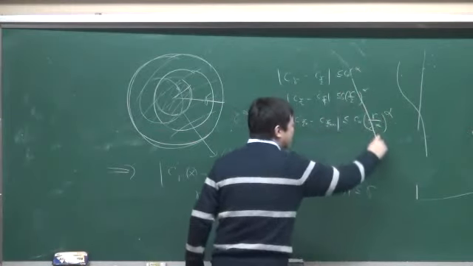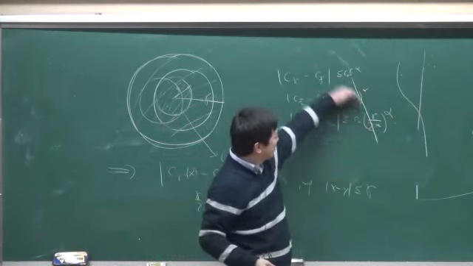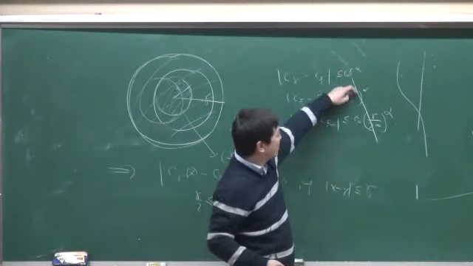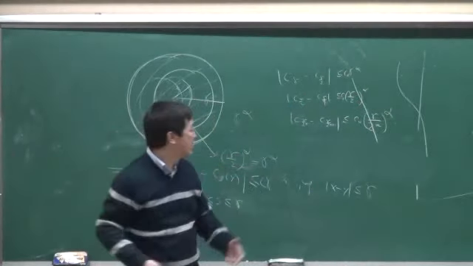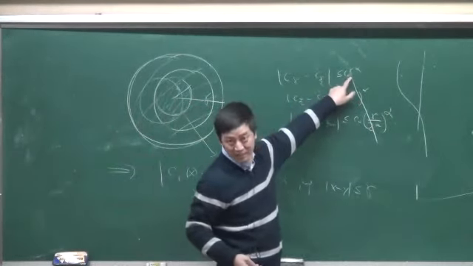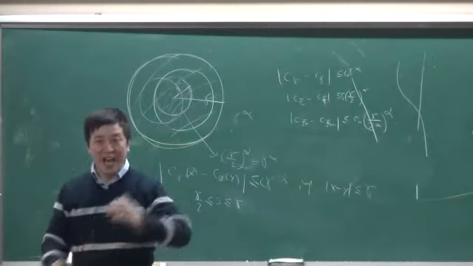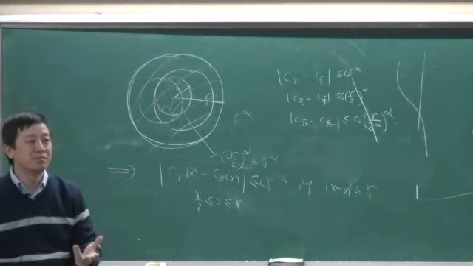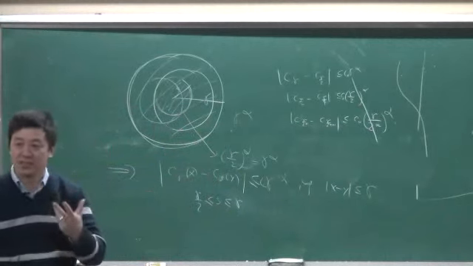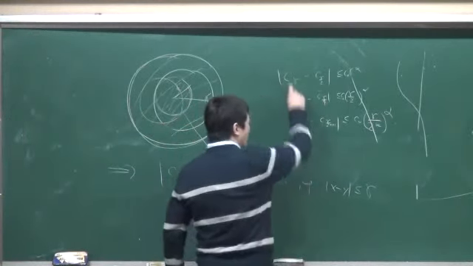Then these errors add. This is a geometric series, right? This is r to the alpha over 2. All those errors add together. The property of a geometric series is that when you add all the terms together, the sum is comparable with the leading term. Right? That's the property of a geometric series.